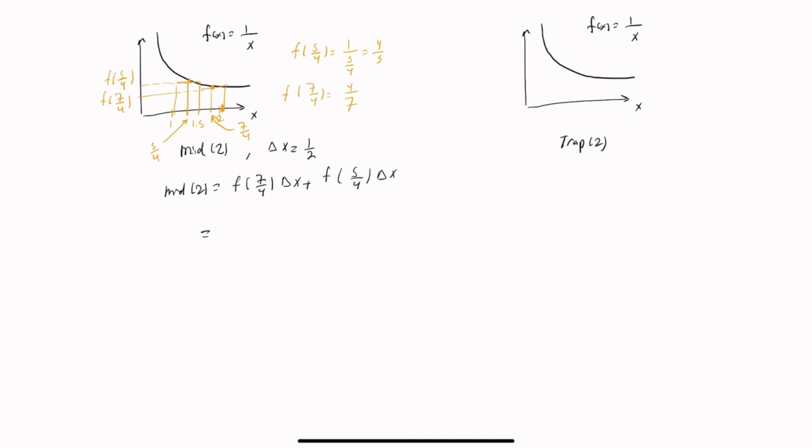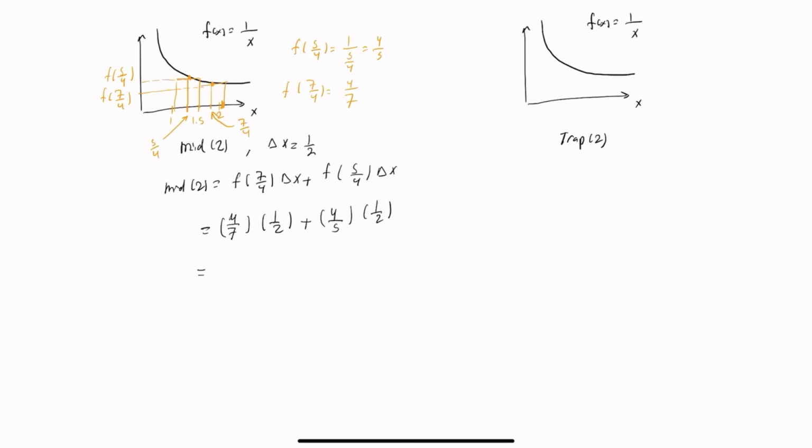That's going to be equal to f of 7 over 4, which is 4 over 7, and then delta x is half, and then plus f of 5 over 4, which is 4 over 5, multiplied by delta x, which is half. This is going to be equal to 24 over 35, which is going to be estimated as 0.6857. So that is mid of 2.